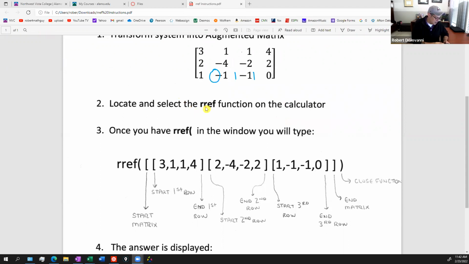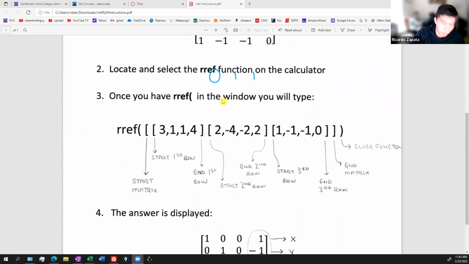So for my calculator, I bring up my math menu, and then I have to go to matrix. And if I go to matrix and scroll down, I see a thing that says RREF with a parenthesis. Anybody having trouble finding that? Now speak up, please. Everyone's found it? Yes. I haven't found it, sir.